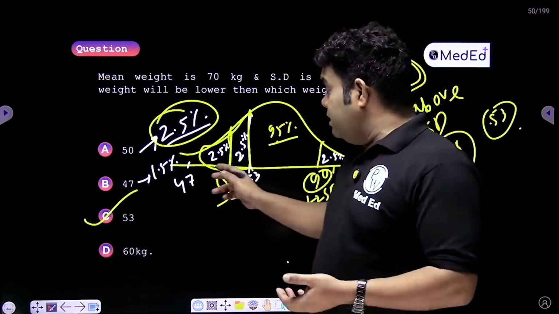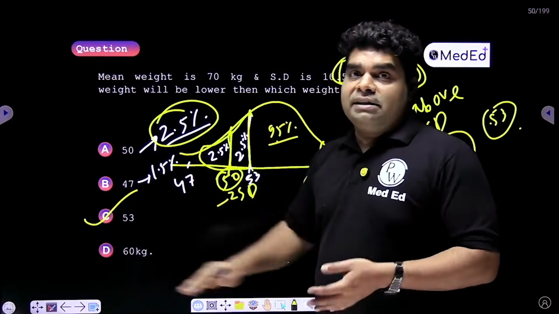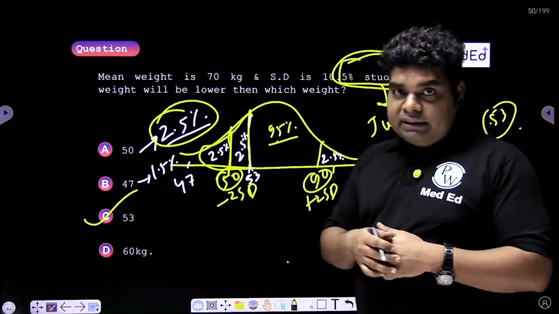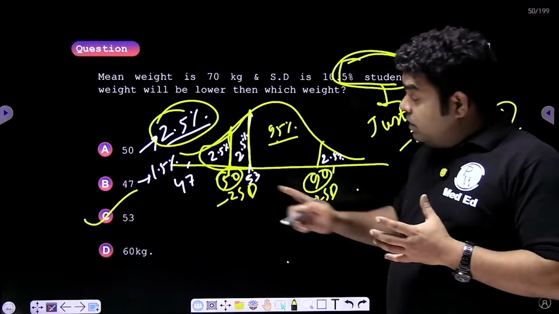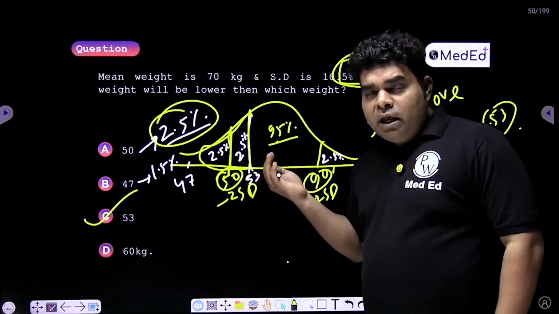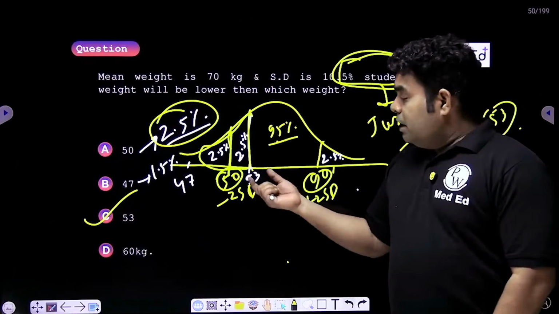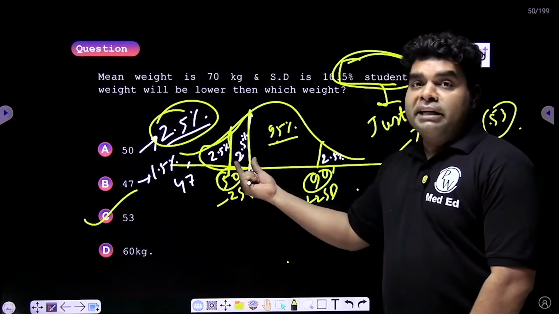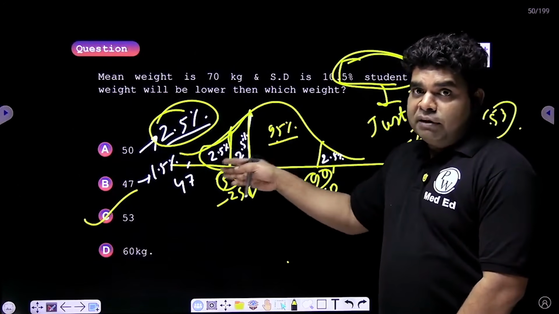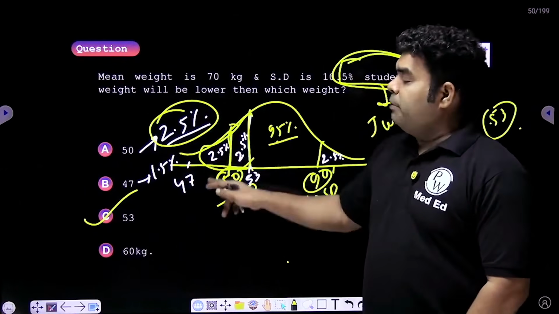Answer can also not be 47, because below 50, there is 2.5. So below 47, there will be much less number of students. Much less, hardly 1.5%. So 47 is also not the answer. But 53 can be the answer. Why? Because if you go just above 50, let's say you go from 50 to 53, there is a possibility that between 53 and 50, you can find 2.5% people. So now below 53, there is first 2.5% between 53 to 50, and then remaining 2.5% below 50. So finally 5% people are below 53.